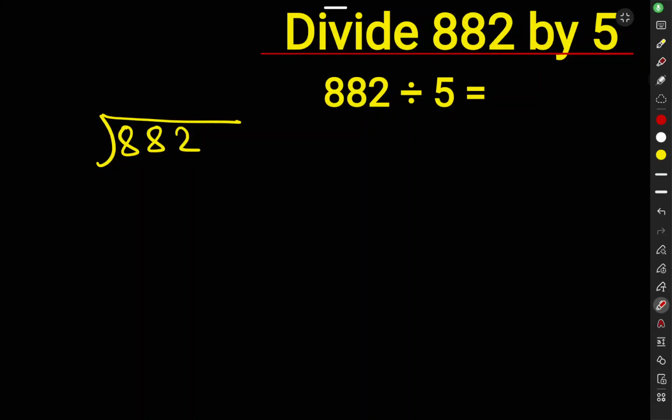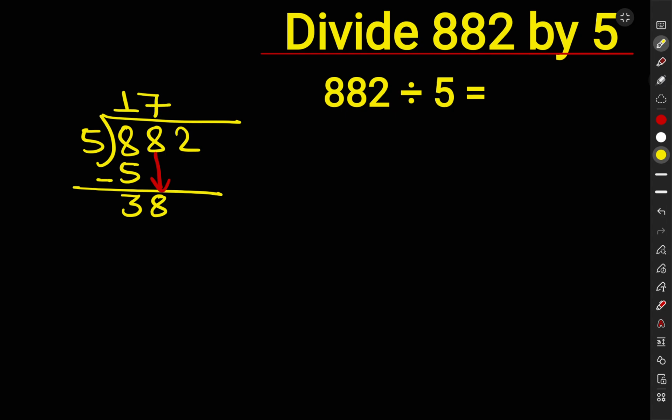We divide 882 by 5 in long division method. 5 times 1 is 5. On subtracting we get 3. So now we put down this 8 and it is 38.